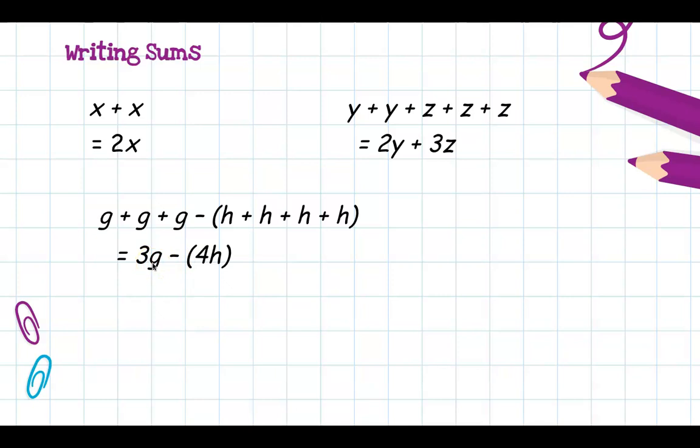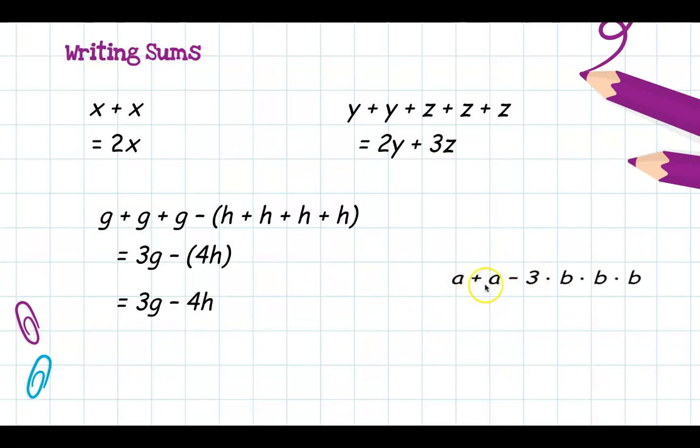Okay, a lot of students get confused. Sometimes they tend to write the exponent h to the fourth. Remember, you use exponent when it's multiplication, not when you are adding terms. Okay, let's keep going. Now, you just remove the bracket and it will be the same. 3g minus 4h.